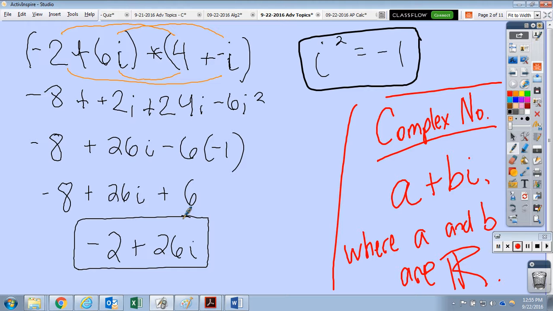I have a question now. About the negative 6 times negative 1? I squared is negative 1, because remember i is the square root of negative 1. So i squared is negative 1, so I'm just substituting negative 1 for i squared. Any questions about this? This should just feel like a review. This is something you'll definitely see on the test coming up, shooting for next week. I'm not sure when.